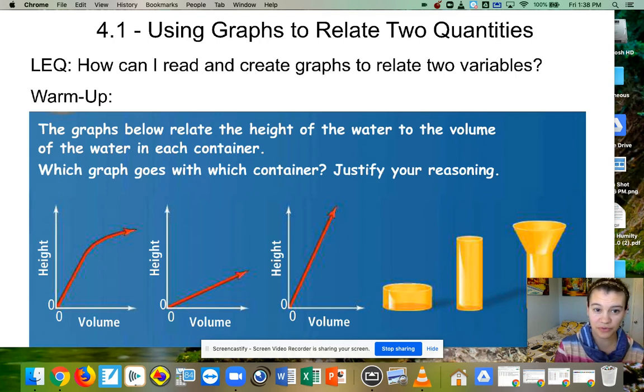All right, so we're going to start chapter 4. We're starting by using graphs to relate two quantities to each other, like time to distance or time to volume, or two things related to each other. So as a warm-up, look at these graphs and try to match them to the shapes and then think about why.